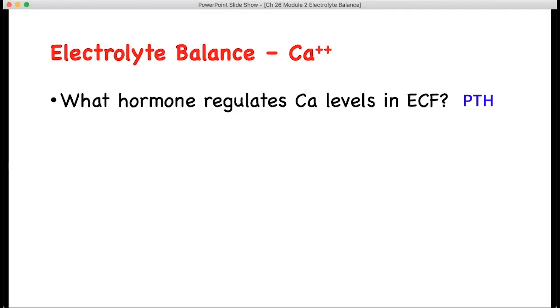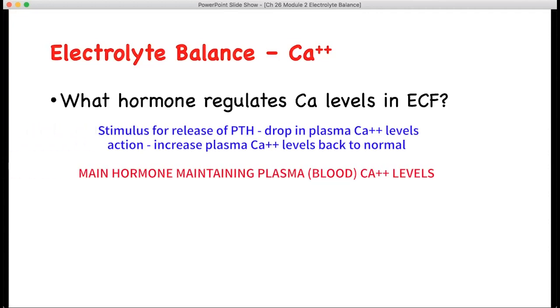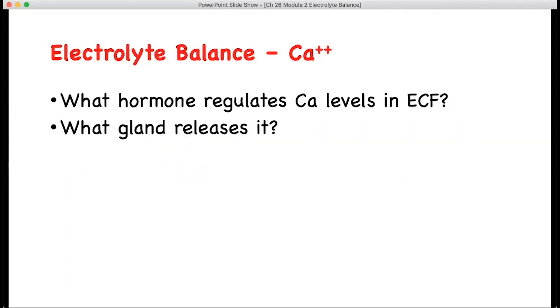PTH is the main hormone involved in regulating your blood calcium levels. PTH is released when blood calcium levels begin to drop below normal, and its actions will return the blood calcium levels back to normal. The gland that releases PTH is the parathyroid gland.